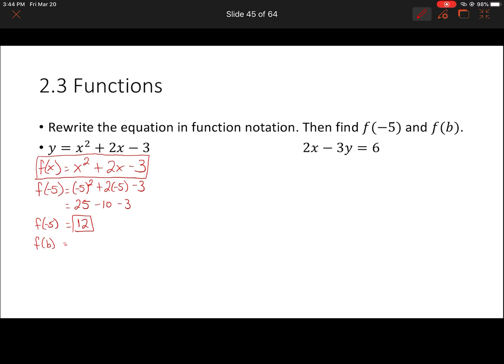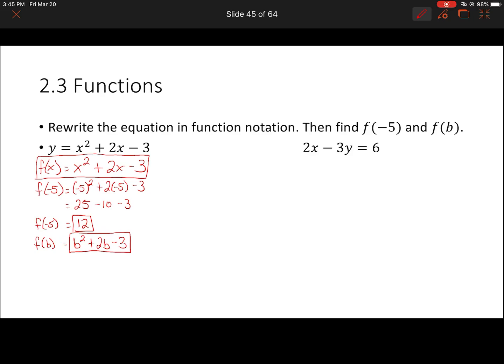The last part of this one says to find f of b. And as we mentioned earlier, it just means we put b in place of x. And so we have b squared plus 2b minus 3. So there is that function notation.